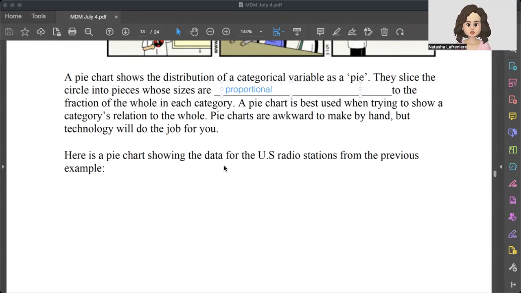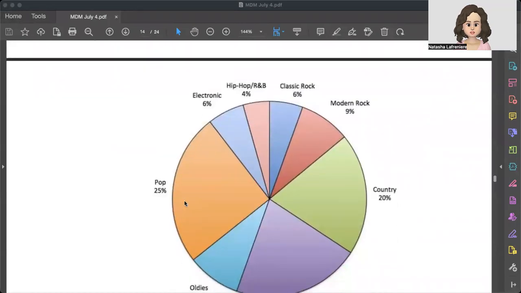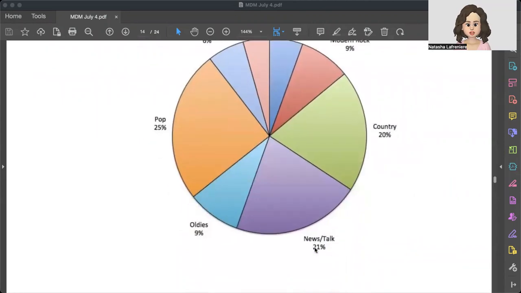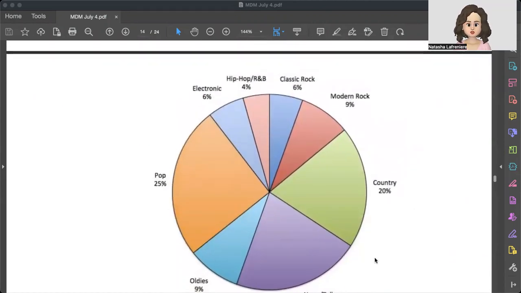Here is a pie chart showing the US radio stations from the previous example. Oh no, it's already done. Okay, so this is the example. You can see that it has all of its labels for each. There are different colors and the percentages are there. It's important that you're calculating those percentages and that they're in whole units. So you don't want that 5.59, just throw it in as a 6.